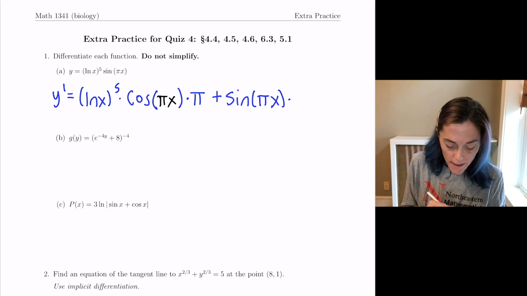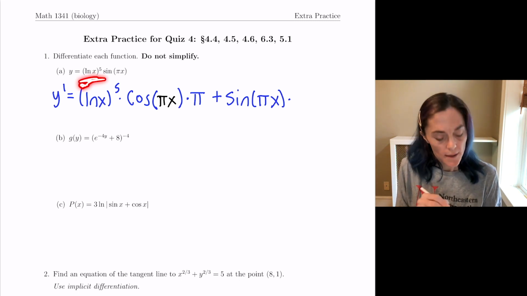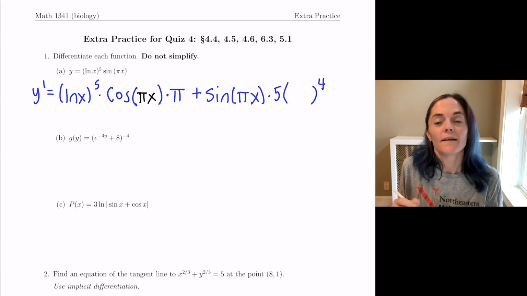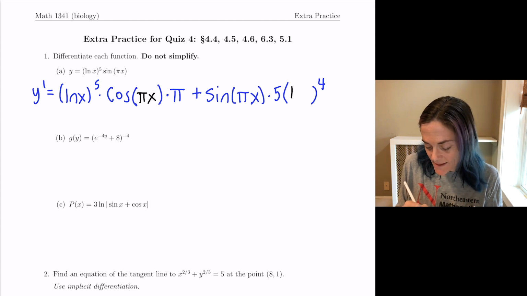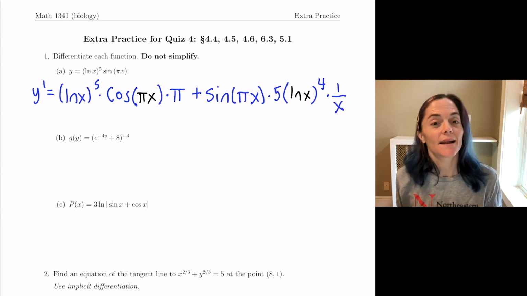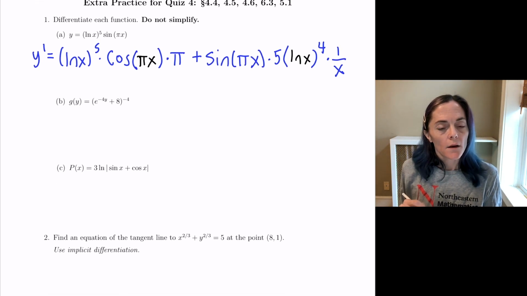Okay. When I go to take the derivative of the first, this is another chain rule. We have derivative of the outside, evaluated at the inside, and then times the derivative of the inside function. So here is our derivative of y. Next question, g of y.